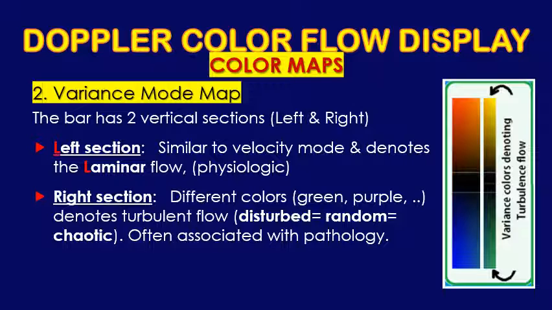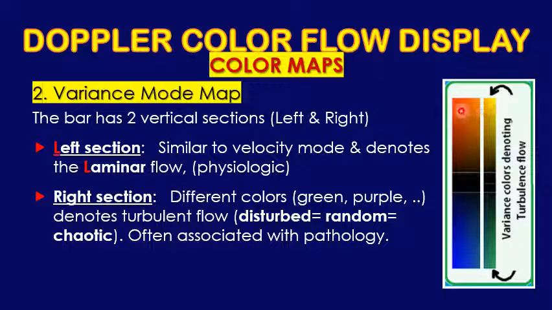So what happens here? If you want to see the turbulent flow and use the variance mode, it will give you different colors. For example, usually it's purple or green, or like here we see yellow and green. It depends on the manufacturer application, but the one that is next to the velocity mode is the variance mode. As you see here, I put them a little bit separate so you can tell the difference, and I put a line to make the difference between this and this. So this is the variance mode that contains the laminar and the variance, which is the turbulence. The presence of laminar and turbulent flow in one map is the variance mode.